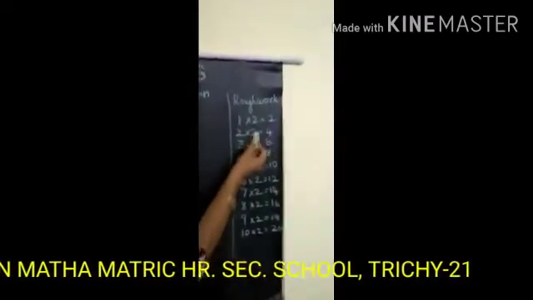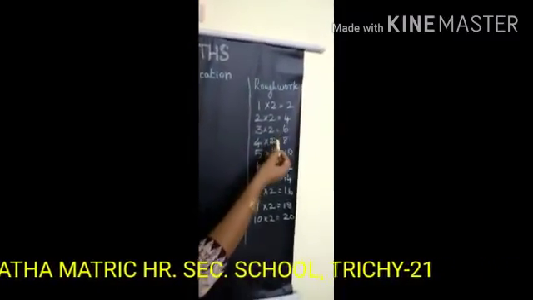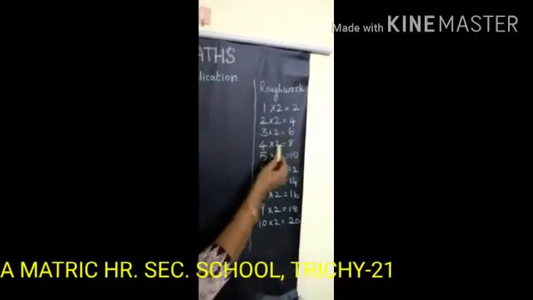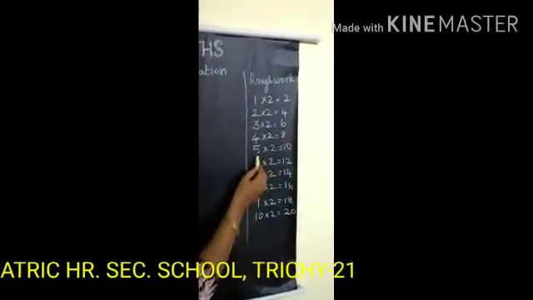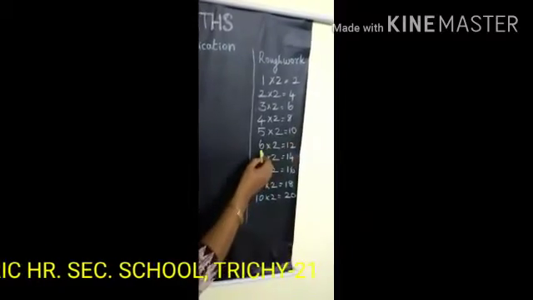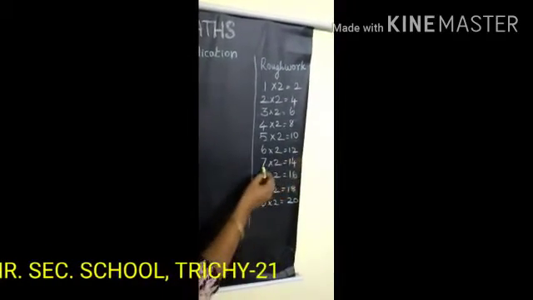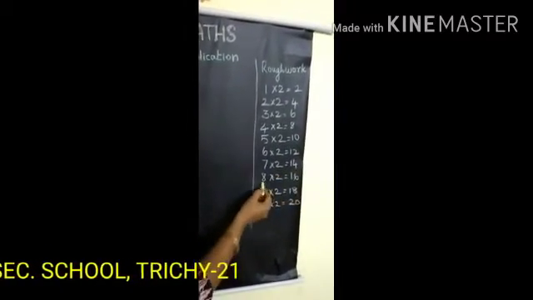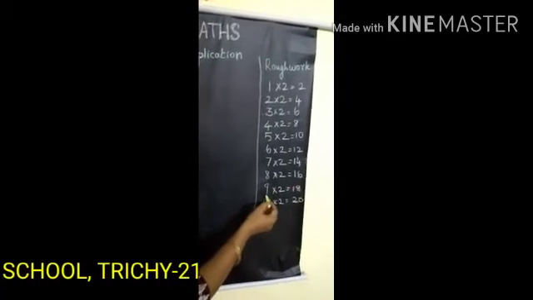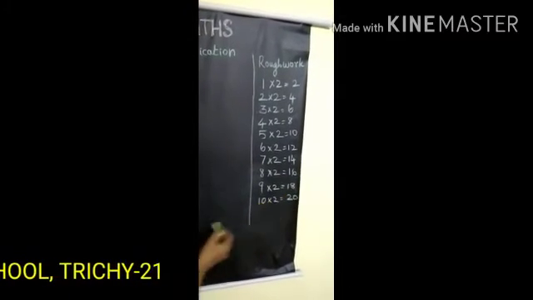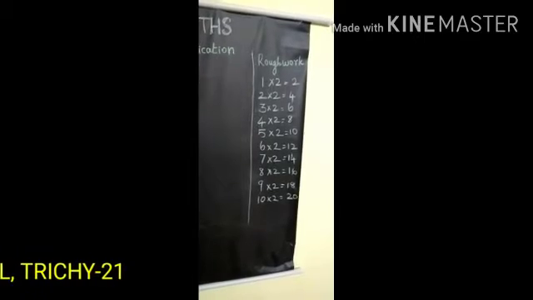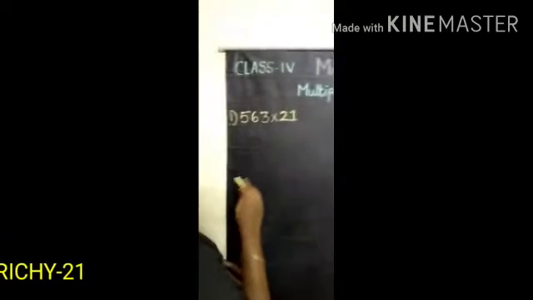See, 1 2s are 2, 2 2s are 4, 3 2s are 6, 4 2s are 8, 5 2s are 10, 6 2s are 12, 7 2s are 14, 8 2s are 16, 9 2s are 18, 10 2s are 20. Okay, now let's start the sum.